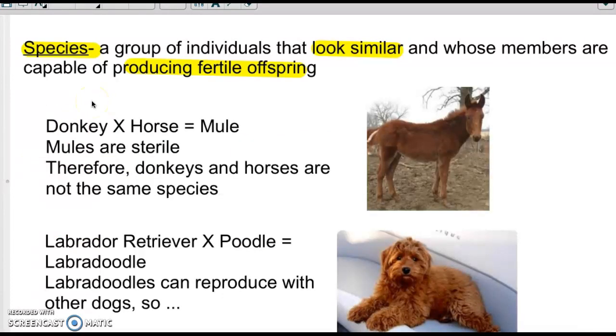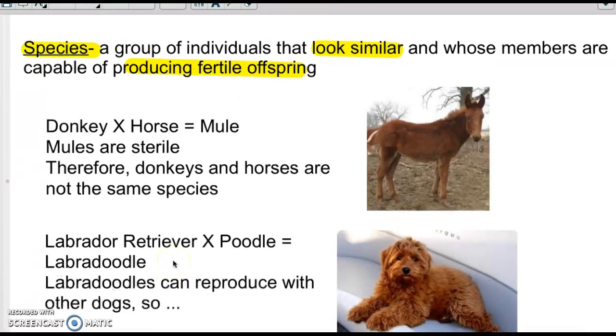A species is a group of individuals that look similar whose members are able to reproduce. If you are of the same species, you can produce viable, fertile offspring, and then those can produce viable, fertile offspring. A donkey and a horse are not the same species because, yes, they can make a mule, but the mule is sterile. Mules can't make more mules.